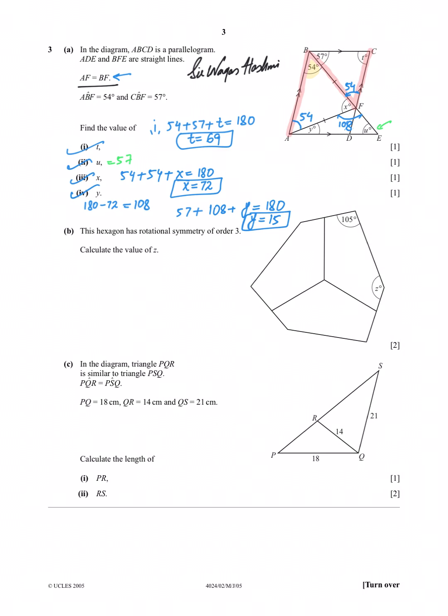For part B, this hexagon has rotational symmetry of order 3. Calculate the value of z. Firstly, if it is rotational symmetry of order 3, that means we have the same angles in this figure. So this angle will be 105, this one will be z, then 105, and this will be z, right? So how many angles do we have? We have 3 angles of z plus 3 angles of 105.